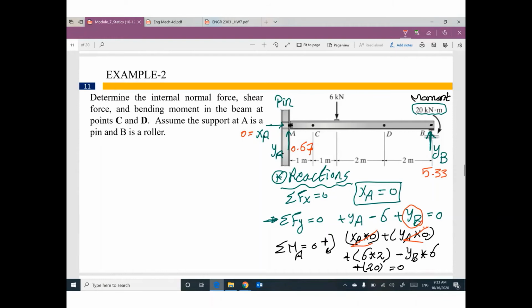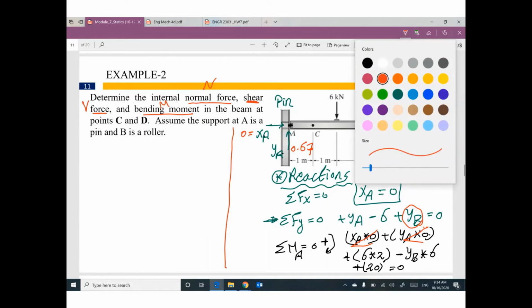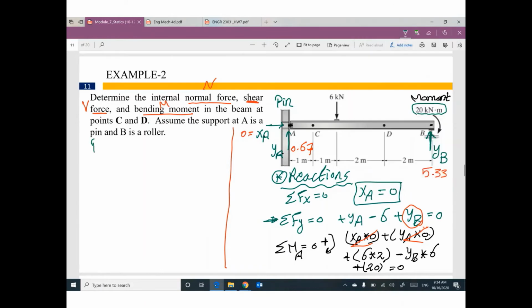Second step. We are looking for the internal forces: normal force, shear force, and bending moment at points C and D. We have 2 points. Okay, let's start with the first one. Let's start with point C.